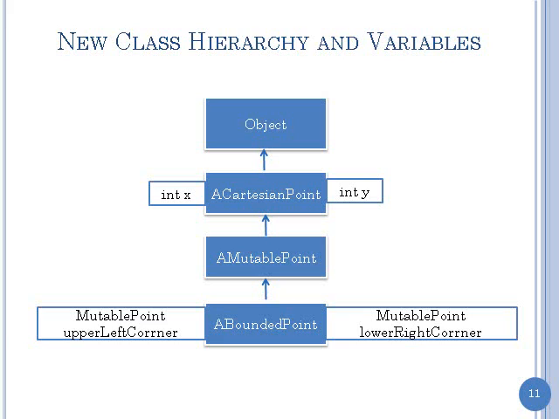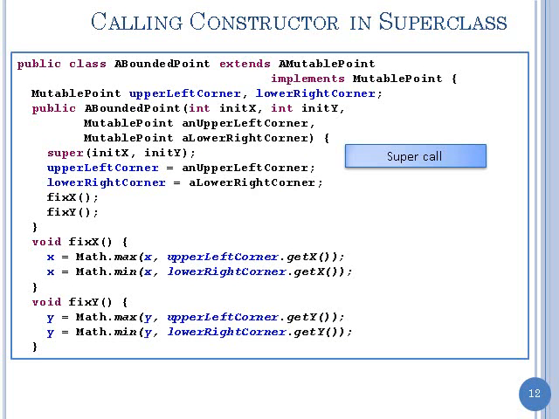So I think my animation has gone a little wrong here. But now we are seeing a little bit better what happened. My x and y got defined in a Cartesian point. My mutable point just allowed those to be changed, didn't define new variables. And my bounded point went and added two new variables, lower right corner and upper right corner. I'm not showing you the methods because we understand method inheritance. I'm focusing on the variables here. So this is our picture to illustrate what's going on. So far, things clear? Okay, now let's start having fun.